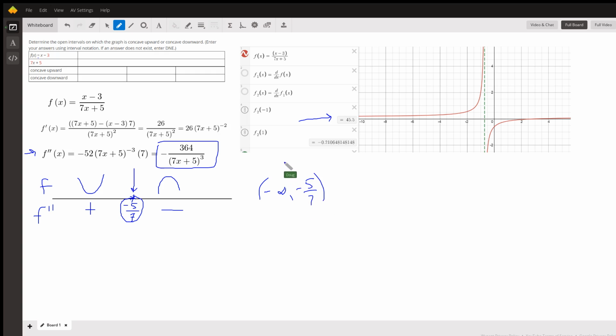That's up. And for down, we have negative 5/7 to infinity. That's what they mean by interval notation. Okay, there you go.